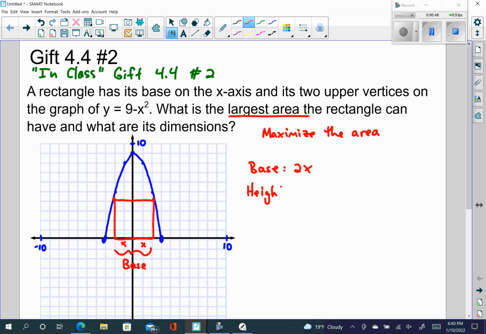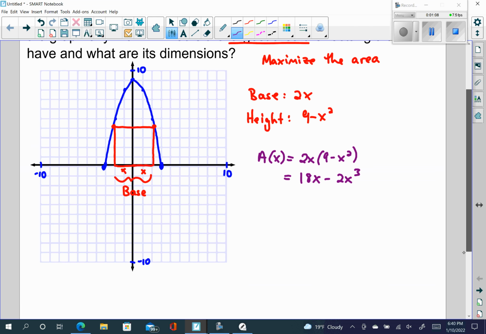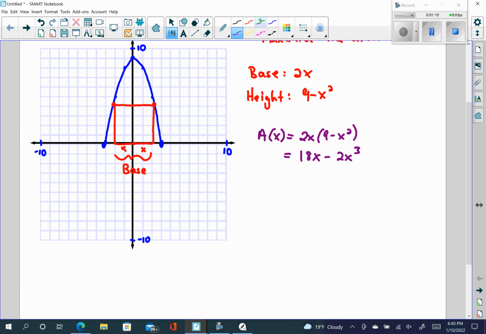The height is y, which is 9 minus x squared. So whatever y value is here, that's just going to be 9 minus x squared. So then our area function is just base times height. So it's 2x times the quantity 9 minus x squared. And we could distribute this to expand it, so we'll get 18x minus 2x cubed. So what we want to do now is just figure out the derivative, which will give us 18 minus 6x squared.